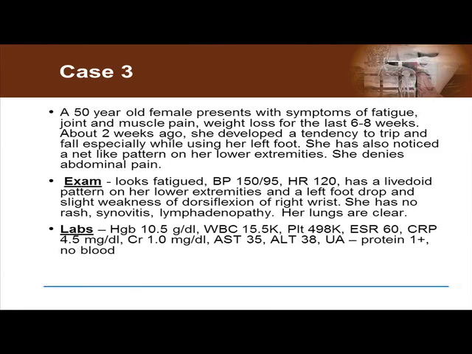She has leukocytosis, thrombocytosis, elevated ESR and CRP, a normal creatinine, and UA shows 1+ protein with no blood. So the question is, what should be done urgently? A, EMG testing and sural nerve biopsy, and start treatment only if the biopsy shows vasculitis. B, ANCA testing to make the diagnosis of vasculitis. C, renal biopsy for new onset proteinuria and hypertension. Or D, start treatment with high-dose glucocorticoids and cyclophosphamide after reasonably excluding infection. Go ahead and make a selection.